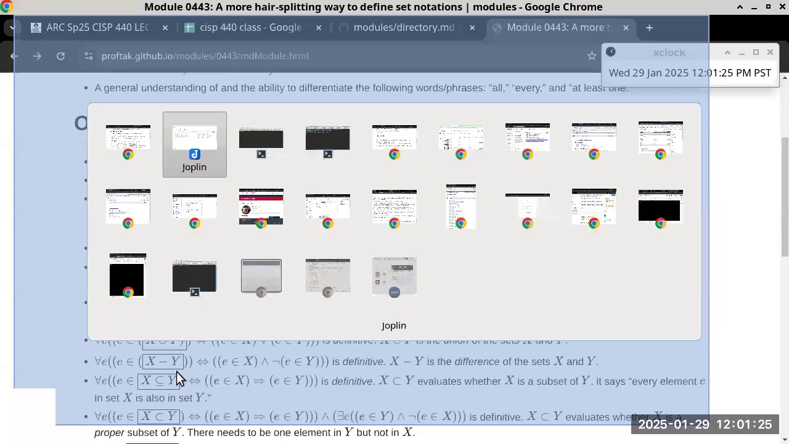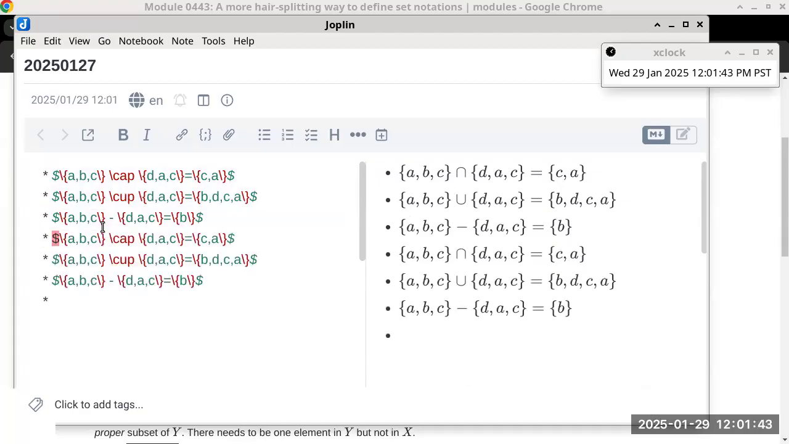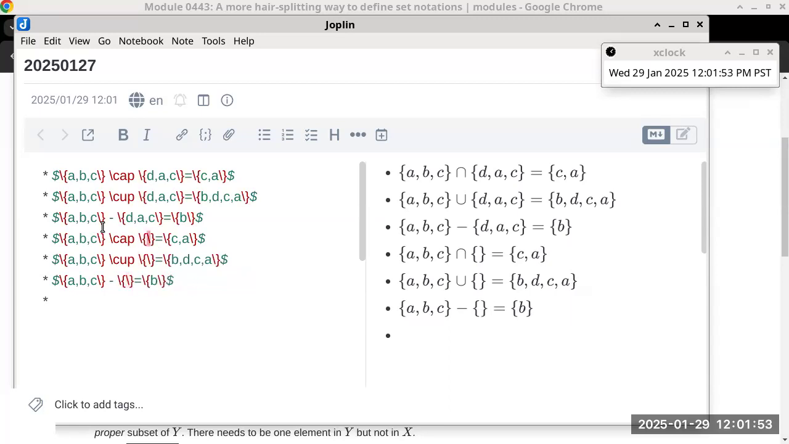Let's try to get the empty set into our examples. We'll put an empty set here, an empty set here, and also an empty set here. Then we'll get rid of all the answers, and you can tell me what the answers are supposed to be. We'll start with the intersection.